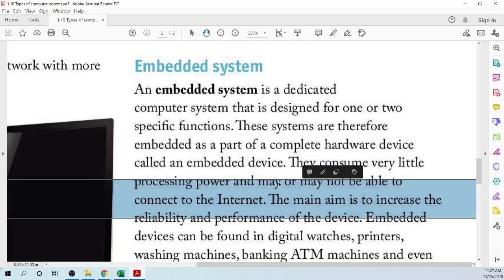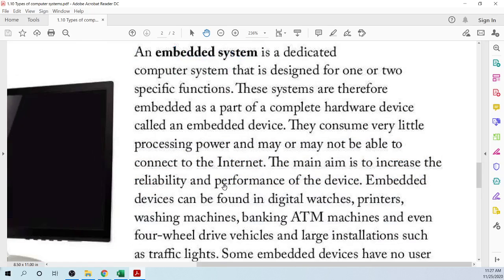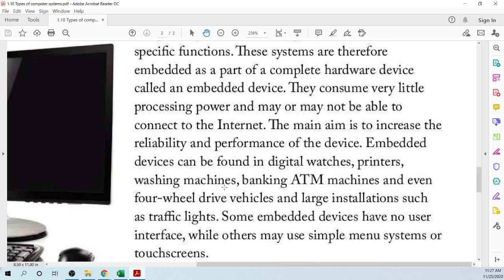Now, an embedded system may or may not be able to connect to the internet. It all depends on the need of that embedded system. If it doesn't need to connect to the internet, then the developer won't add that feature.